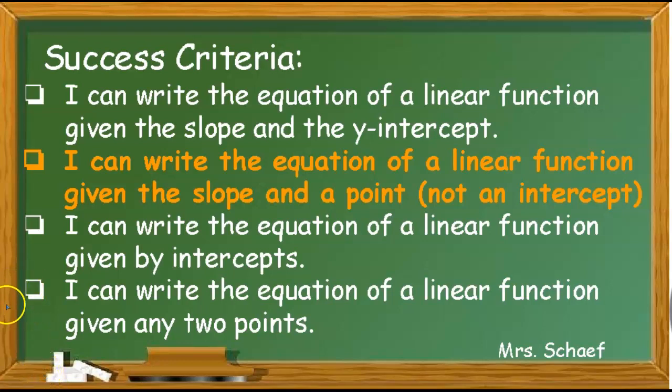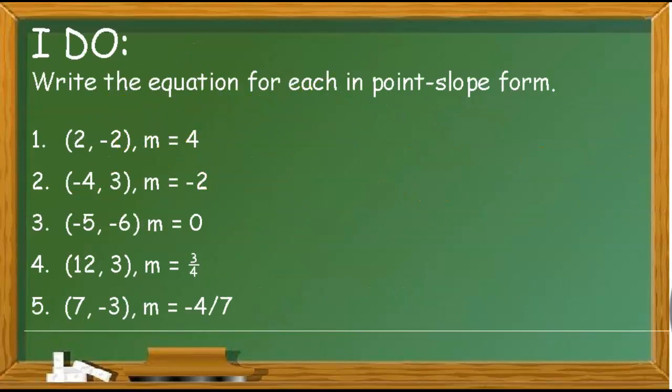Okay, so the next success criteria we're going to look at is, again, how to write an equation of a linear function given the slope and a point. And this time the point that you're going to be given is not the y-intercept. Anytime you're given a point and the slope, not the y-intercept, the easiest is to use point-slope form.